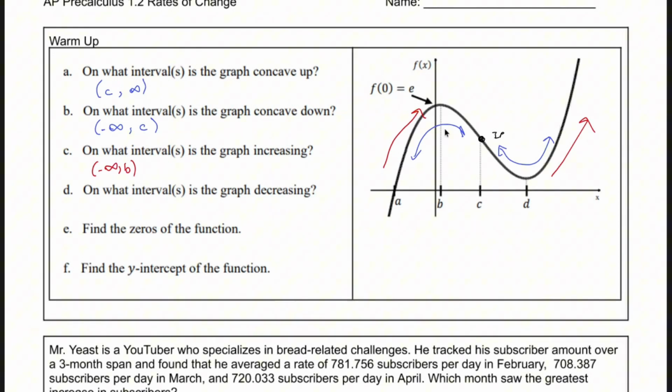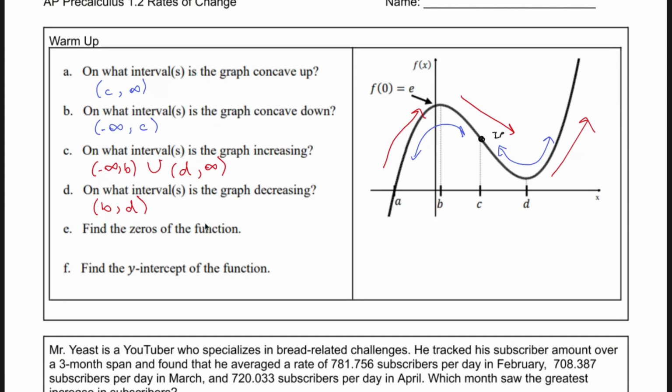Now, we're not going to include B because technically at B, it's neither increasing nor decreasing. If we have more than one interval, we do the union symbol, and then we'll say from D on out. So D to infinity. Where is it decreasing? From B to D. So we'll just say B, D. We're not including either of those because we don't know if it's increasing or decreasing. In fact, we know it's not increasing nor is it decreasing, so don't include that.